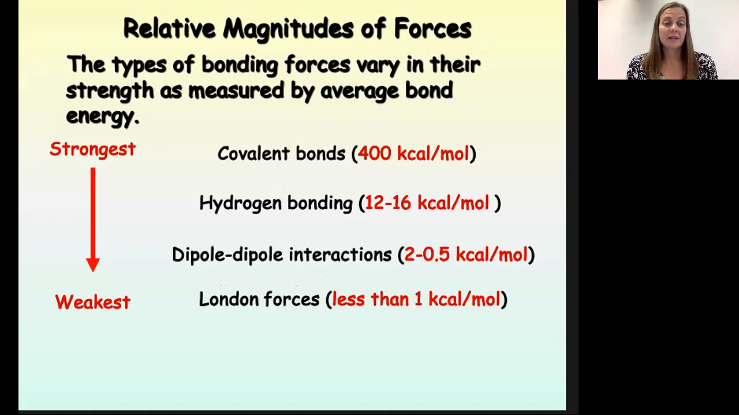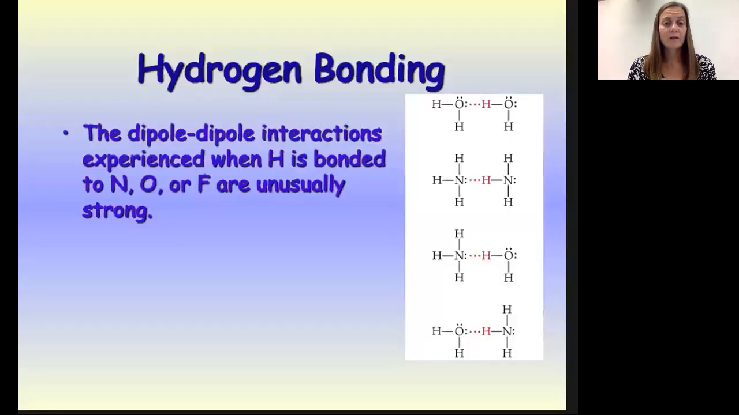So let's talk about these types of intermolecular forces. The first one is what we call hydrogen bonding. Hydrogen bonding is a type of interaction. Please remember it is not a bond despite its name. It is the type of interaction that occurs when hydrogen in a molecule is bonded. Now we are talking about a bond to either nitrogen, oxygen, or fluorine.